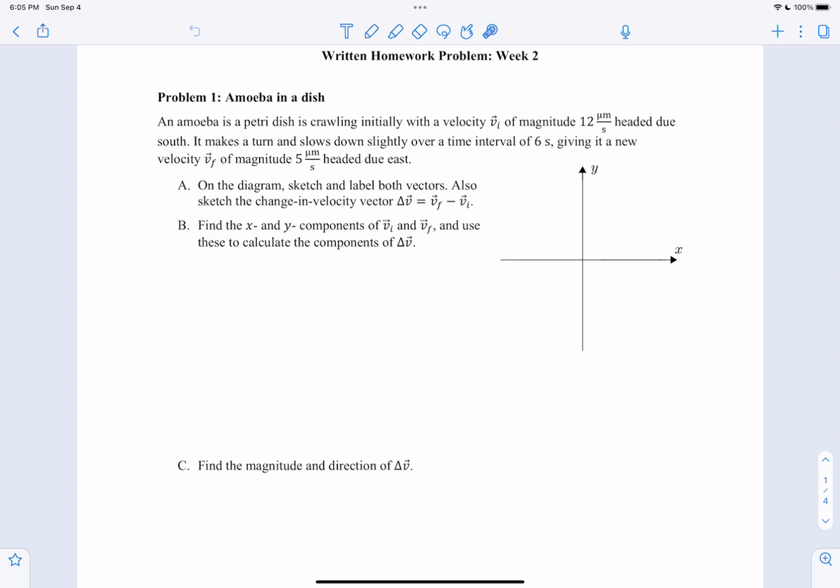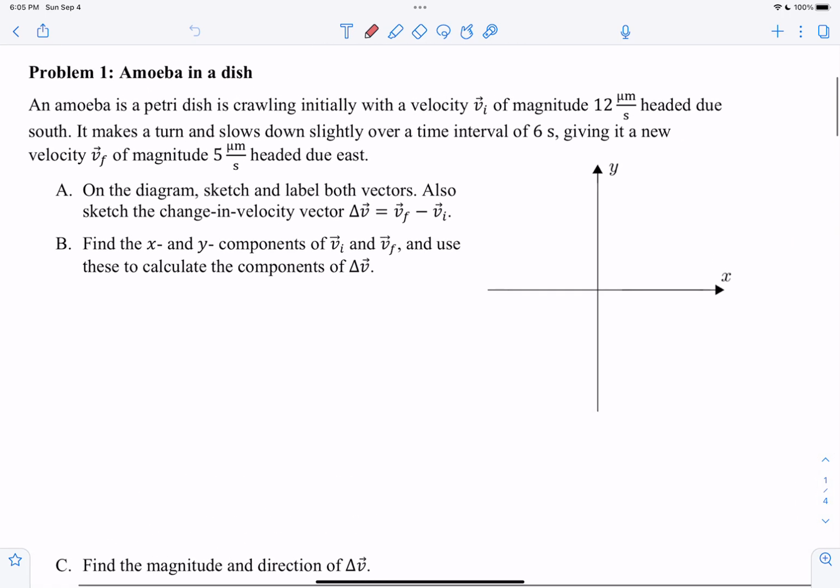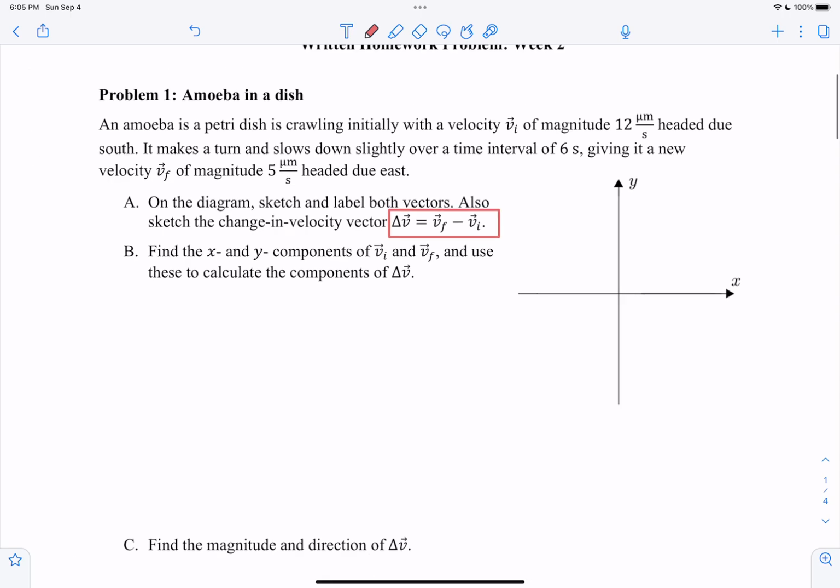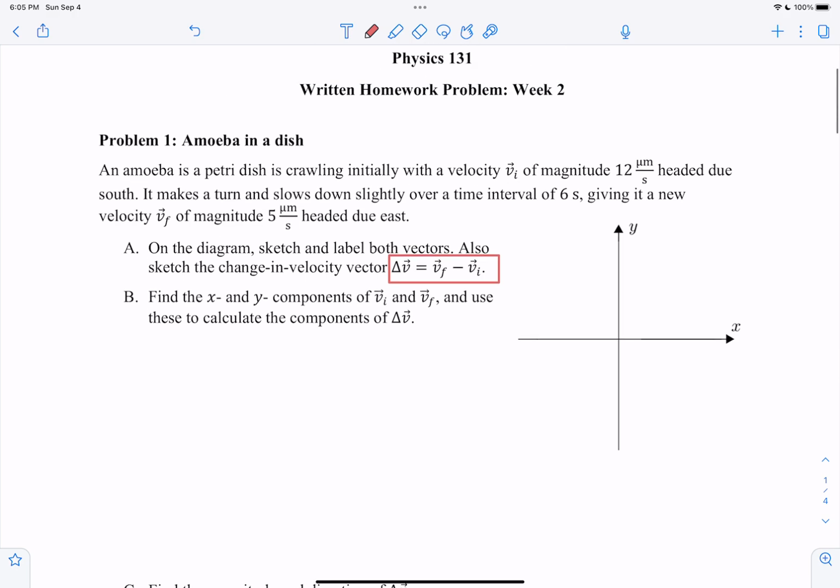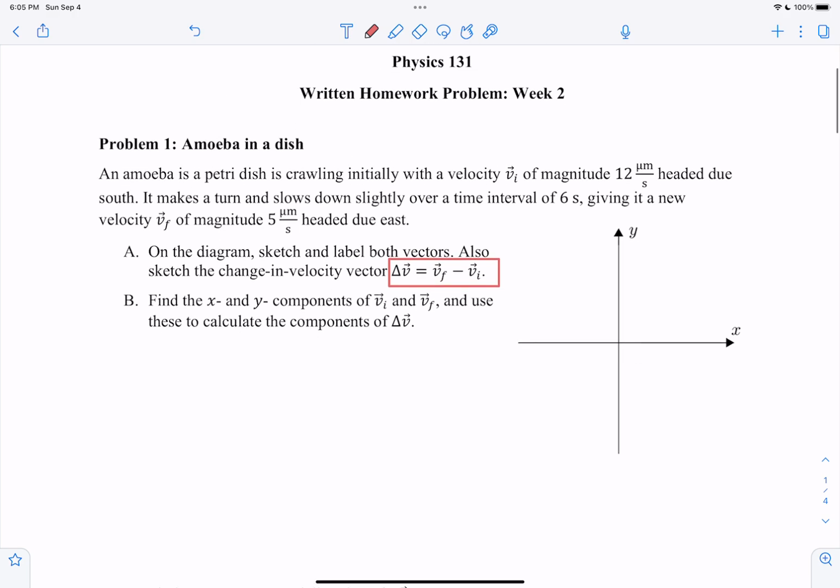So part A here says on the diagram, sketch and label both vectors and sketch the change in velocity vector delta v, right? So if I think about it, delta v, like they pointed out here, is vf minus vi. So if you've looked over the first couple of slides, or if you attended lecture, then you know that for vector addition, the way we add vectors together is the tip to tail method.